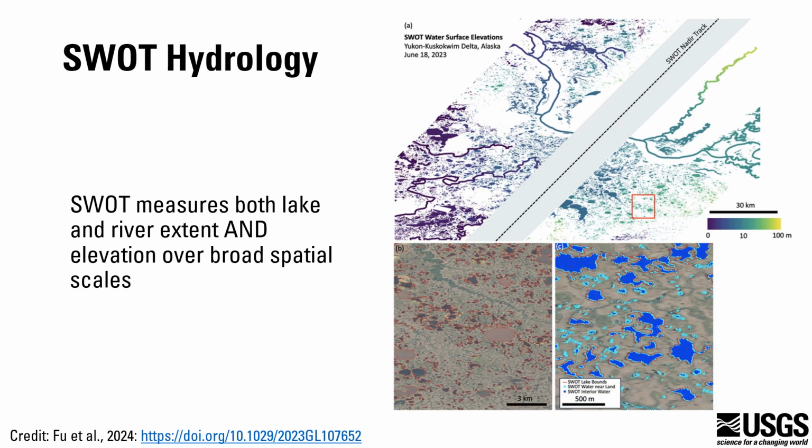On the SWOT hydrology side, SWOT measures both lake and river extent as well as elevation over broad spatial scales. This figure, borrowed from Fu et al. 2024, depicts SWOT water surface elevations in the Yukon-Kuskokwim Delta in Alaska. From this one day of SWOT data on June 18th, we see water level across thousands of water bodies, and in panels B and C, we can start to make out pretty small lake features, which is exciting to see from SWOT.